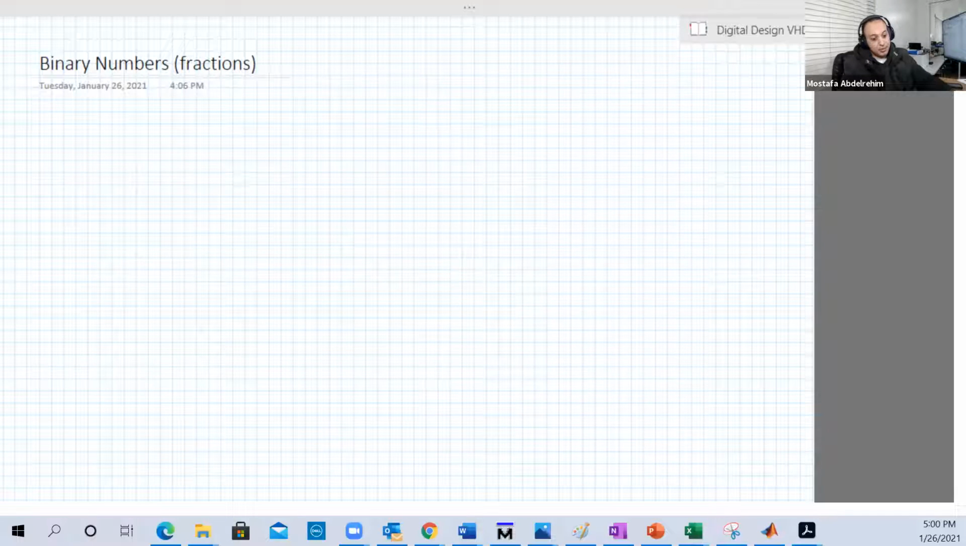Hi guys, so let's continue our journey in binary numbers. Last time we saw how we represent numbers in the decimal system. Then we compared that to the binary system, a new system that the computer can understand. And we saw how to convert from decimal to binary, and now from binary to decimal.